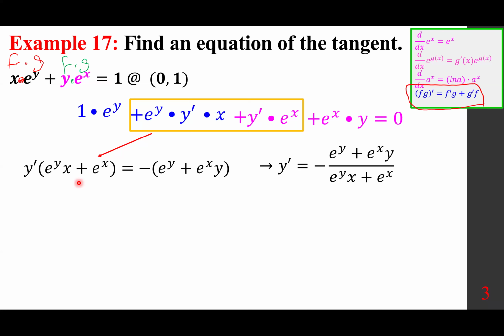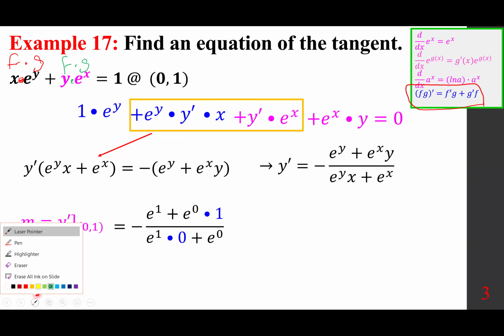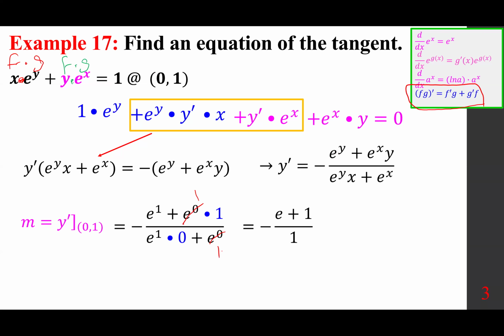What is the slope? Plug in, which means replace the x with 0, y with 1. Now, e to the power of 1 is e, and e to the power of 0 is 1. So what we are looking at is the numerator is e plus 1, the bottom is 1, and the negative sign in front remains. So it simply changes to minus e minus 1.